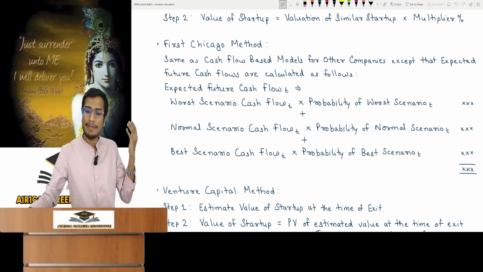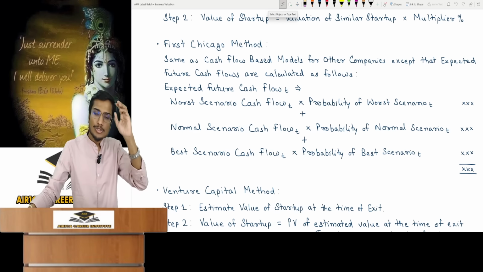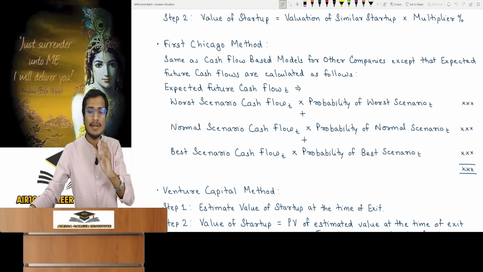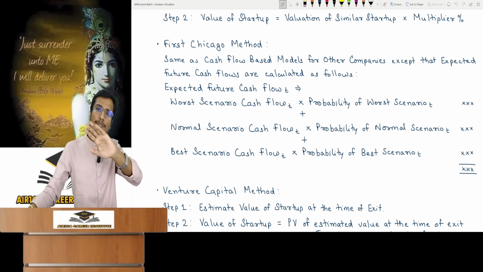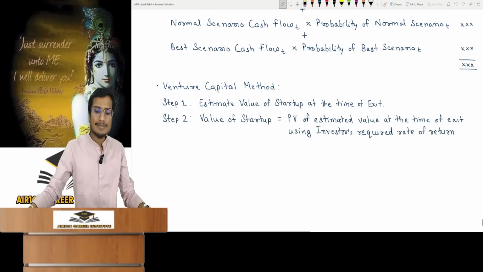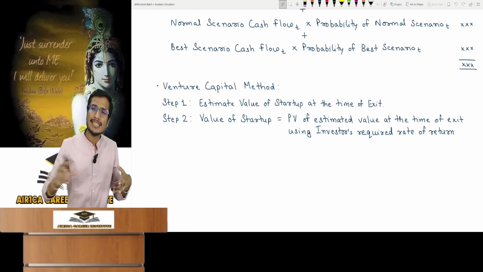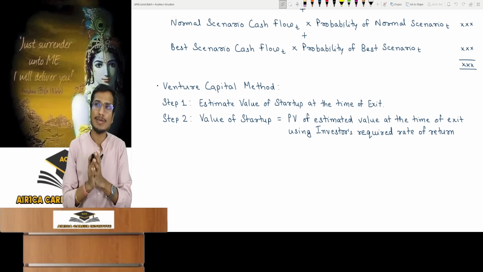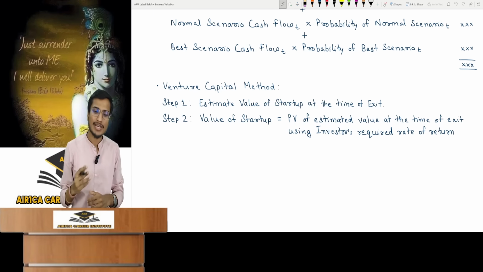What an easy method. I told you before, it's very easy. Just for each year, that is for every year, probability weight the 3 scenarios cash flows to find a single expected cash flow. It's like a cash flow model. The next method is the venture capital method, the last method for startup valuation. This method is generally used by venture capitalists to determine a startup's value. The venture capital method will operate in 2 steps.